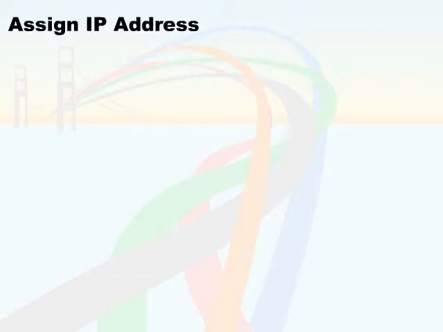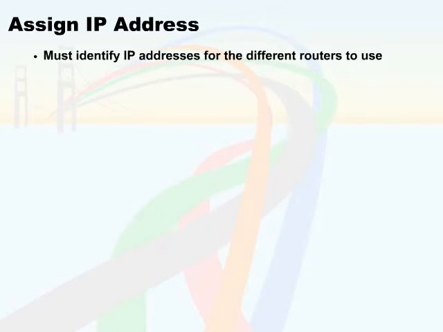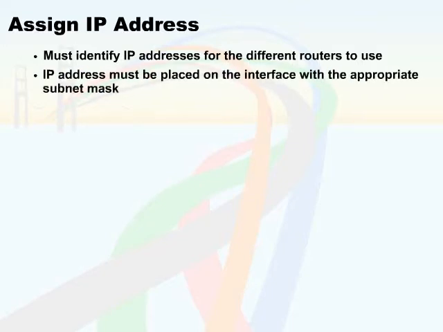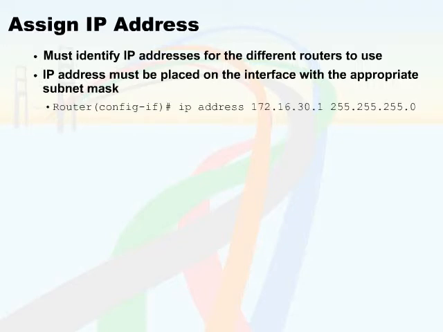Now, before we can actually have IP running on the router, we have to make sure that we have identified IP addresses for our various routers to use at different interfaces. And you have to put that interface IP address specifically on the interface with the appropriate subnet mask. So in this case, I use an address of 172.16.30.1 with a 24-bit subnet mask, 3 255s of 8 bits each. So I have added an IP address.